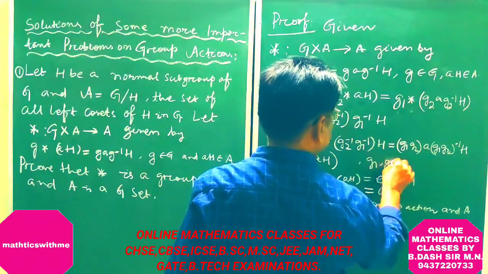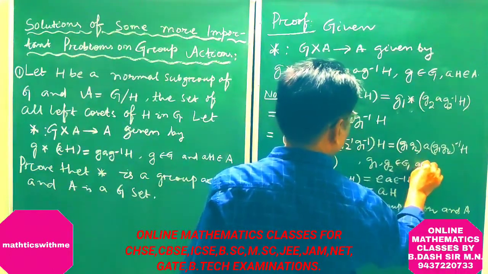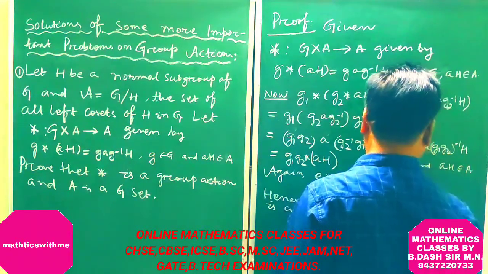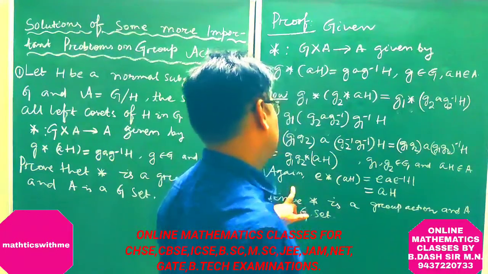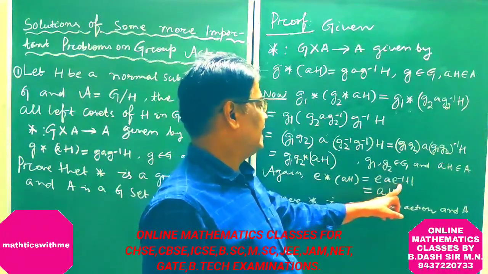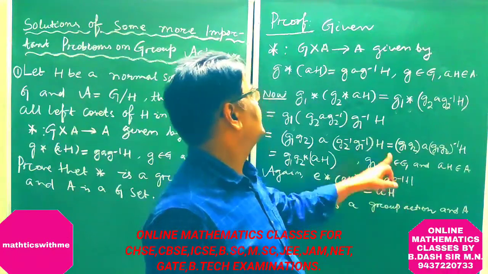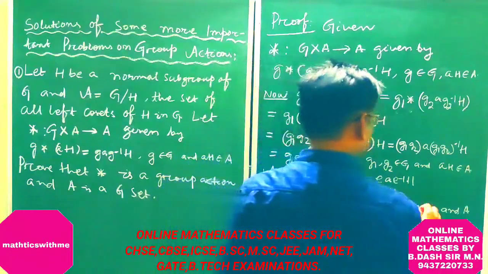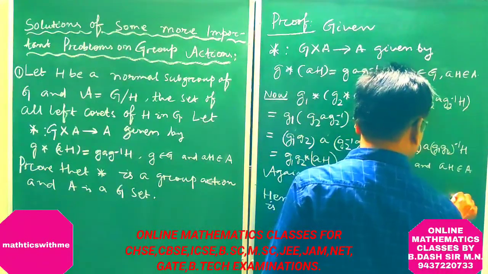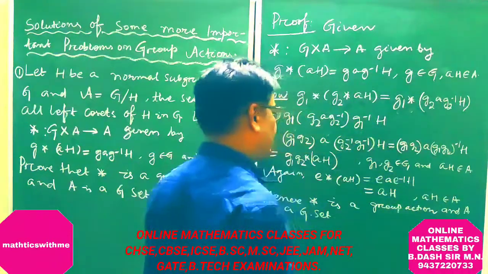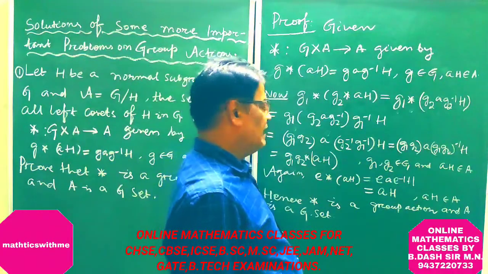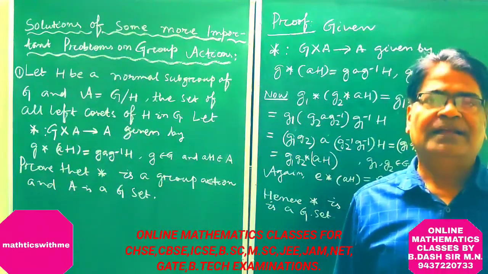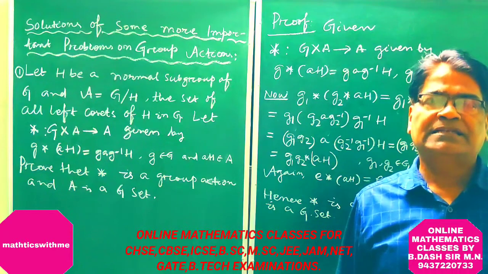So this becomes again g1 g2 a g2 inverse g1 inverse H, and after simplification we get, for g1, g2 belongs to G and aH belongs to capital A. So again e star H is obviously e inverse H by the given condition, which is aH, where aH belongs to A. So star is a group action and A is a G-set. So the first problem is now solved. Let us proceed for the next problem.